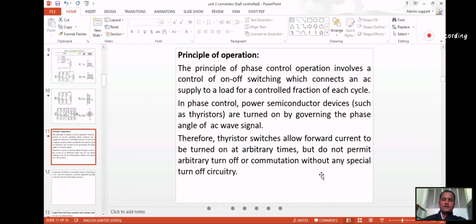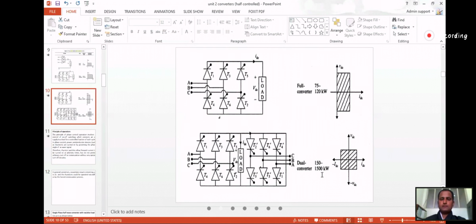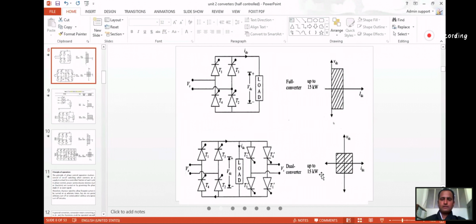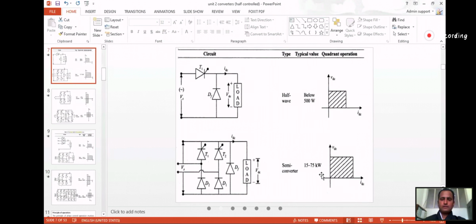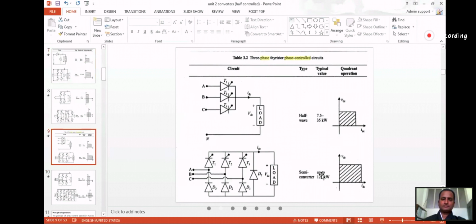Sir, what about the use of the freewheeling diode in this one? In the earlier case, the freewheeling diode is used for an inductive load, for an RL load. But right now, for this 3-phase full wave rectifier, can the load be a diode, sir?